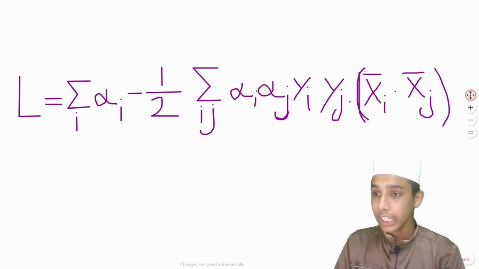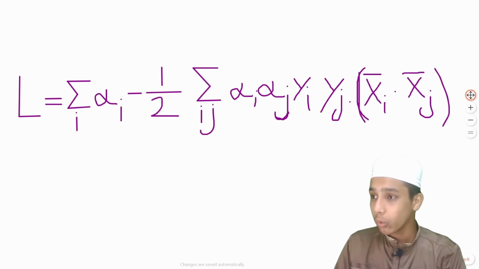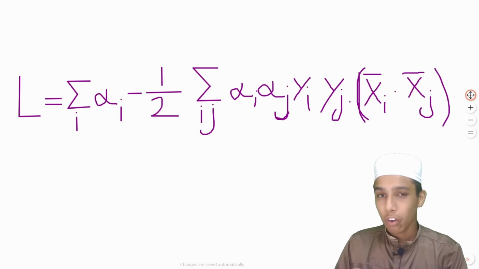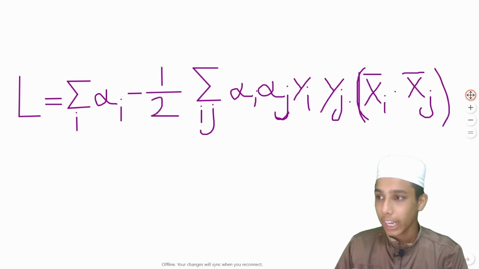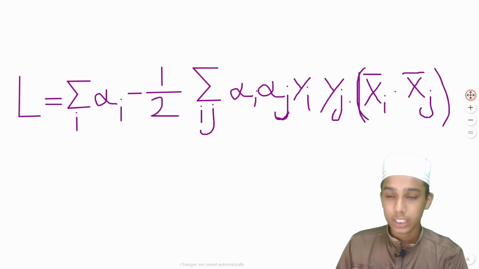So guys, we have L equals the sum over i of alpha sub i, minus 1/2 times the sum over i and j of alpha sub i and alpha sub j. With that we have y sub i into y sub j into vector x sub i into vector x sub j.